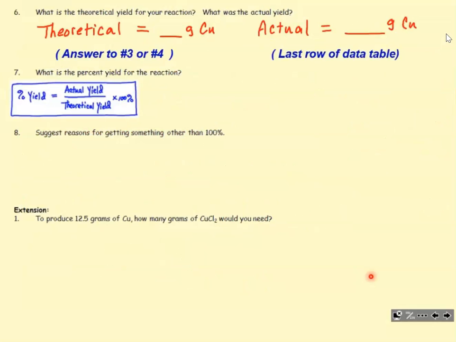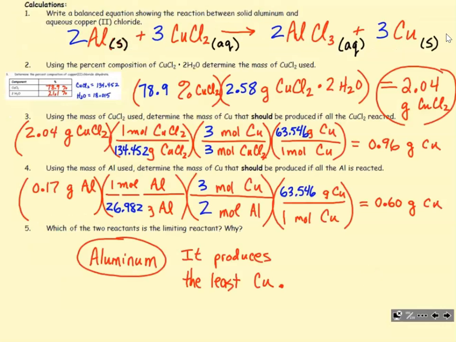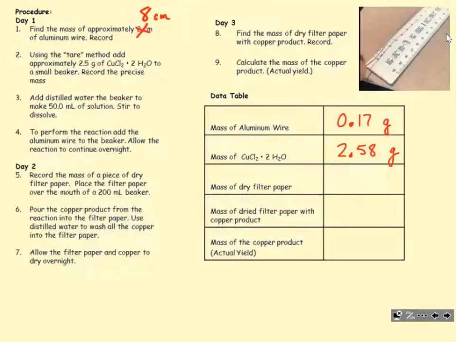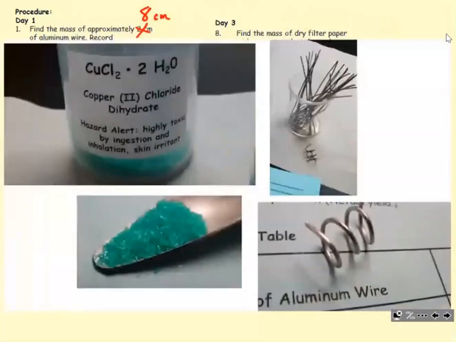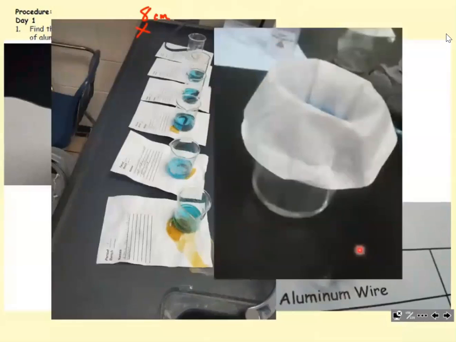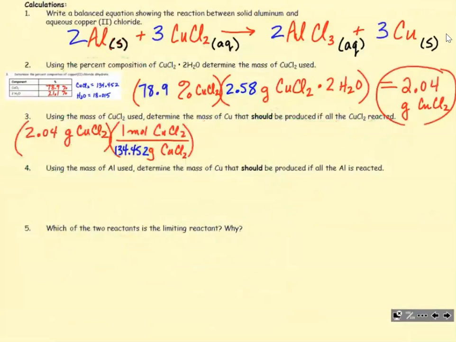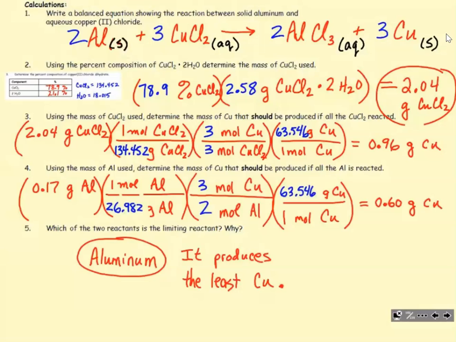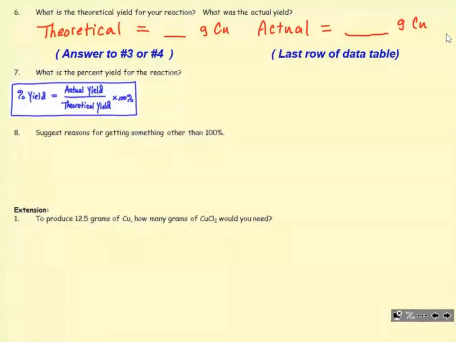All right. The rest of it then is calculating that percent yield. The percent yield. You got your theoretical, you got the actual, the stuff that you actually measured. Now the actual mass of copper is on your data table. It's the last row on your data table. That's the mass of the filter paper with the copper in it. Subtract the mass of the filter paper and you'll get the mass of the copper that you made. That's your actual yield. All right. So we'll need that to figure out the percent yield.